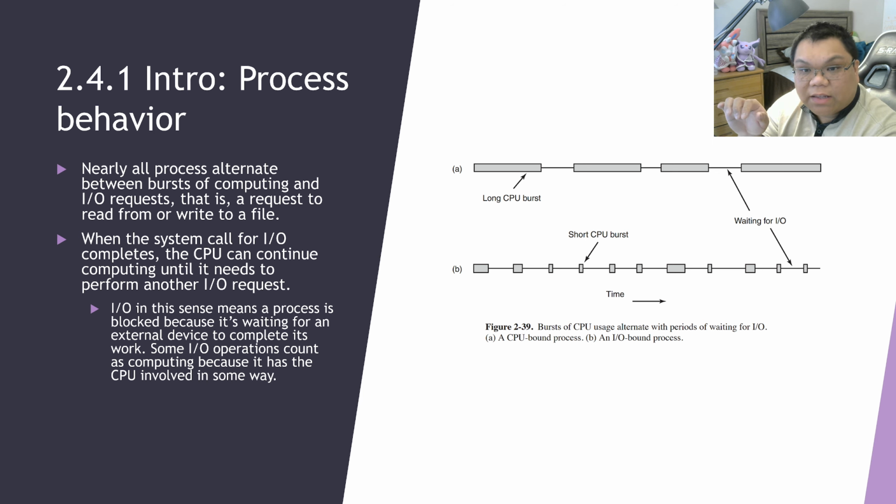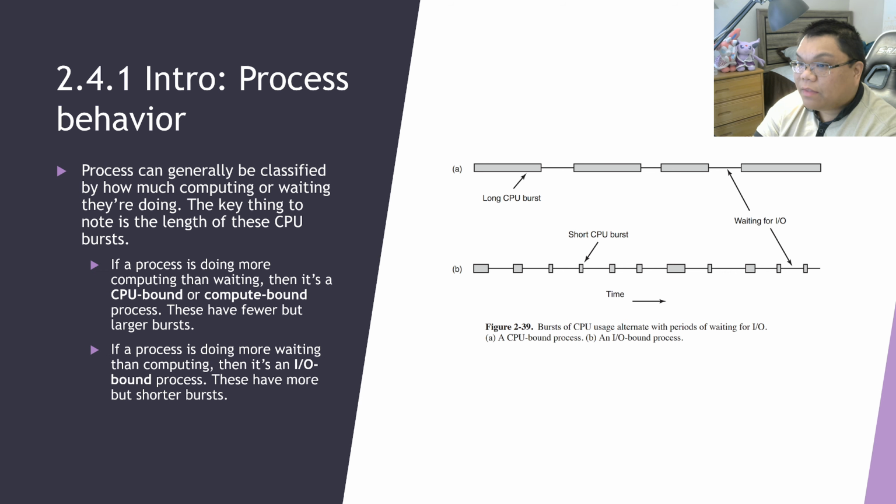It's just that sometimes we have operations that don't count as I/O because they involve the CPU in some way. By I/O, I'm talking about something like reading from, or writing to a file, such as I need to save this file, or the program is automatically saving this file periodically. That's what's meant by I/O.